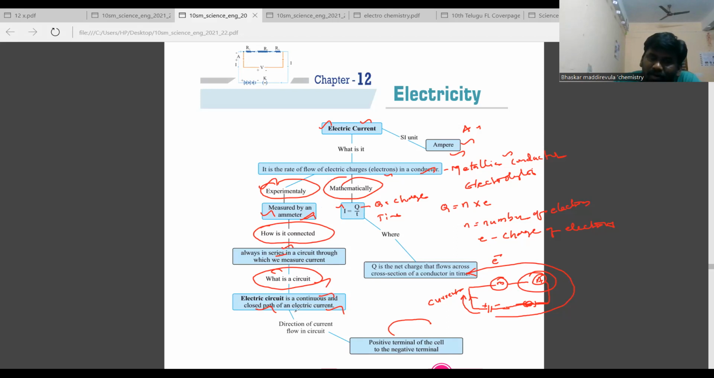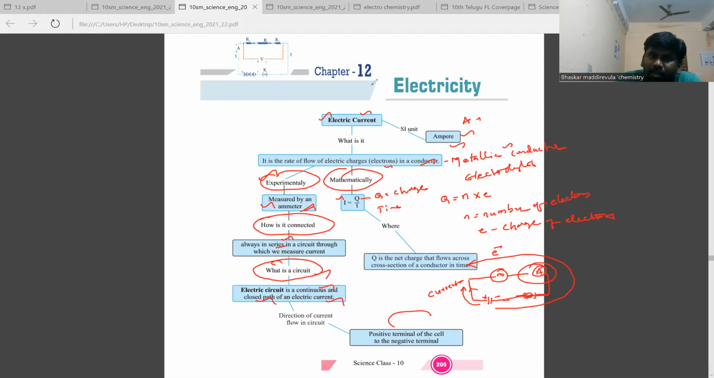And next we learn what we call an electric circuit. A circuit is a continuous and closed path of electric current. In the circuit, the current will always flow from the positive terminal of the cell to the negative terminal. So it always moves from positive to negative terminal.